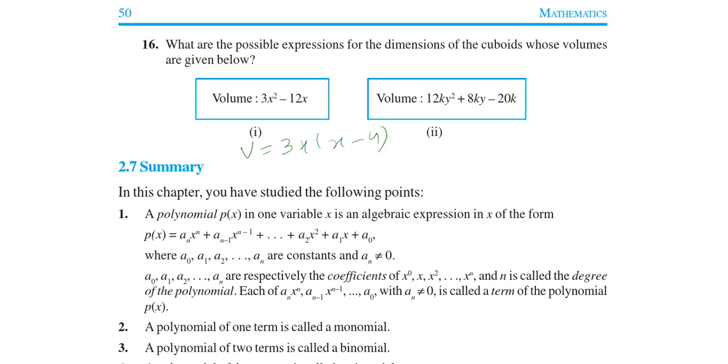The first factor is length, the second factor is breadth, and the third factor is height, because volume is length into breadth into height. So now you will do like this: length, breadth, height. So this is homework, question number 16. And what I'll do, I'll write the homework for you people here.